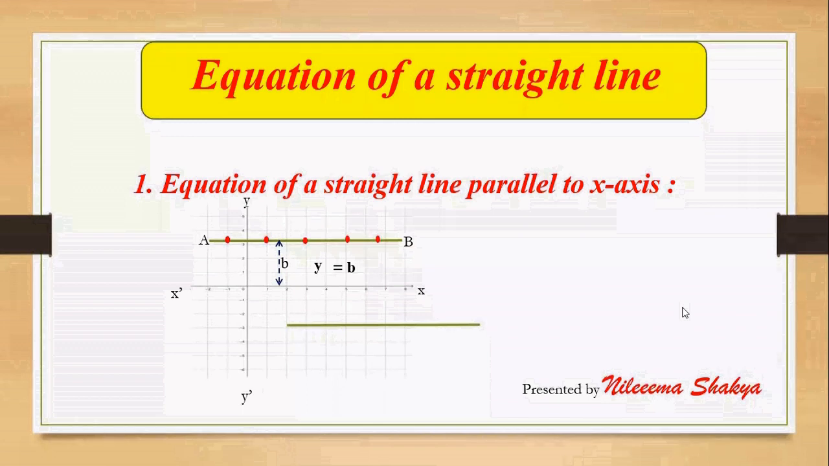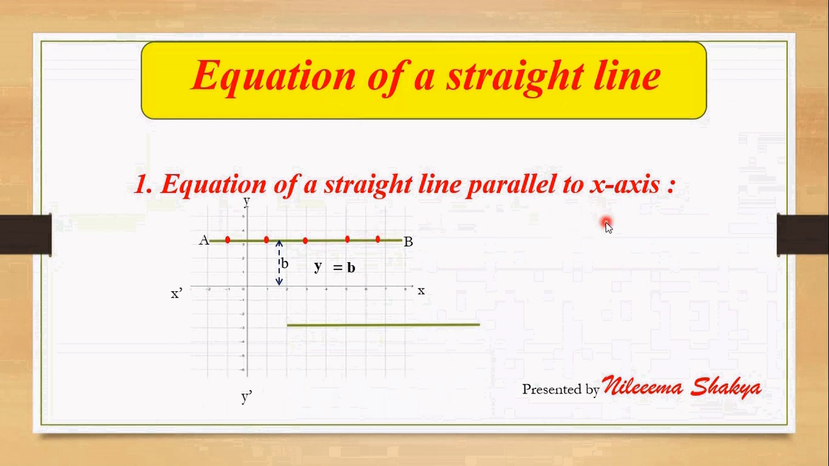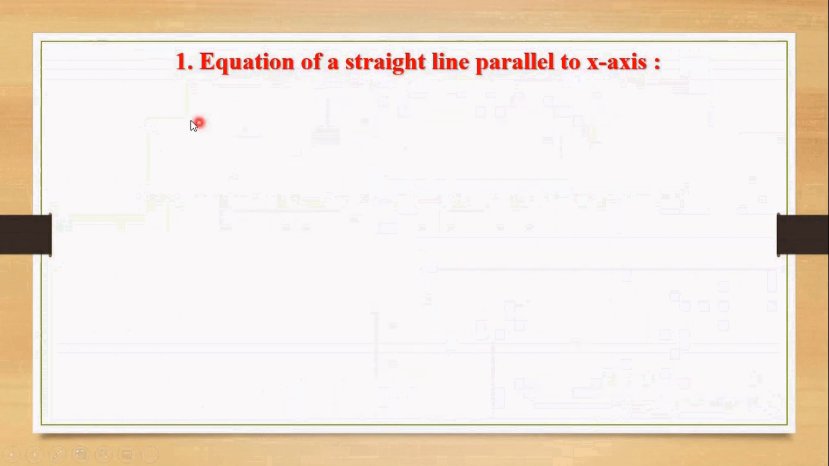Here you will learn various types of straight lines. We will learn it by grouping it into different groups. The first group, the straight line parallel to x-axis. Now let's discuss it. Equation of a straight line parallel to x-axis.